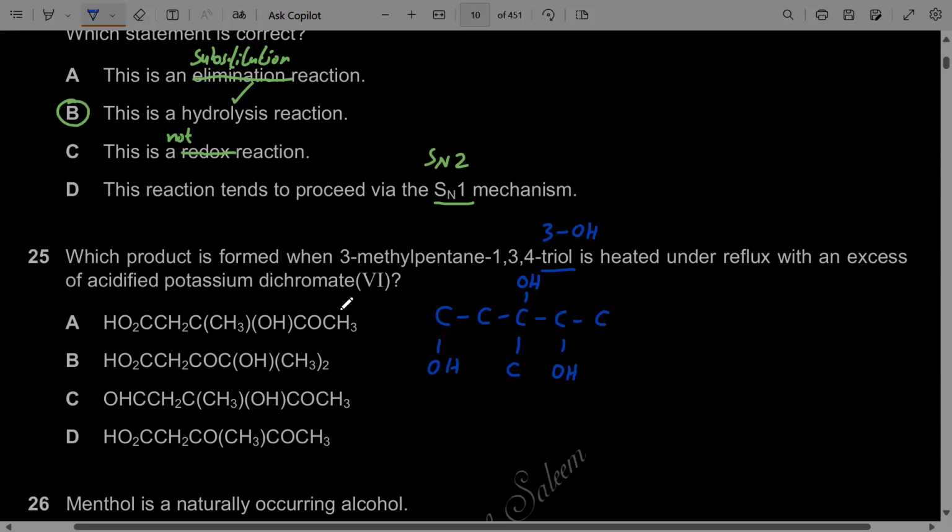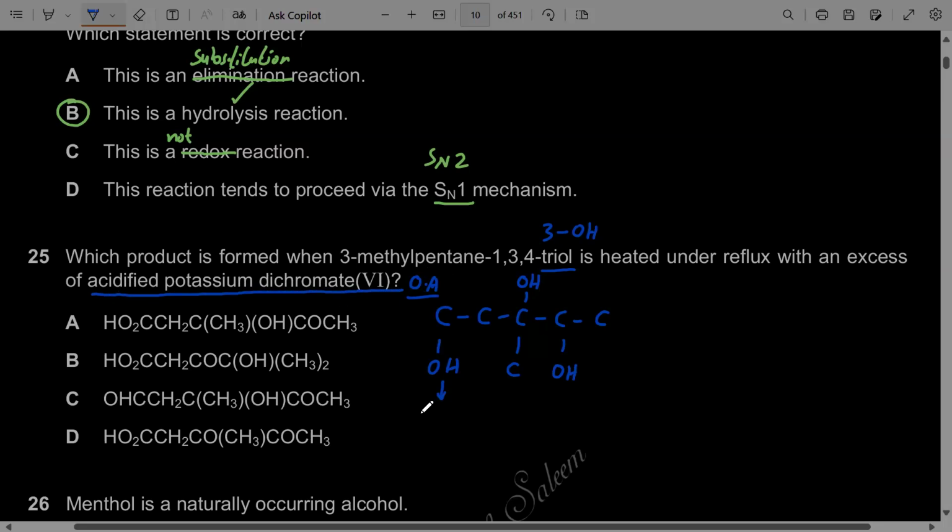So I have now 3 hydroxyl groups attached. Now, the next part is that I have to react with the acid potassium dichromate. Now, this is basically an oxidizing agent in this case. So what will happen? This oxidizing agent will oxidize the hydroxyl group into the carboxylic group or aldehyde group.